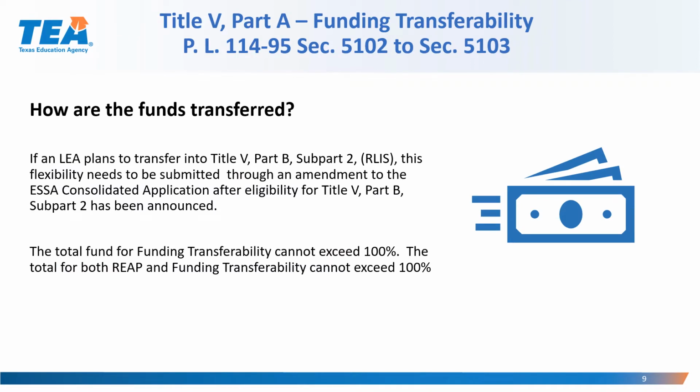Here are some other things to consider regarding funding transferability. If an LEA plans to transfer into Title V Part B Subpart 2 RLIS, this flexibility needs to be submitted through an amendment to the ESSA consolidated application after the eligibility for Title V Part B Subpart 2 has been announced. The total for funding transferability cannot exceed 100%. The total for both REAP and funding transferability cannot exceed 100%.